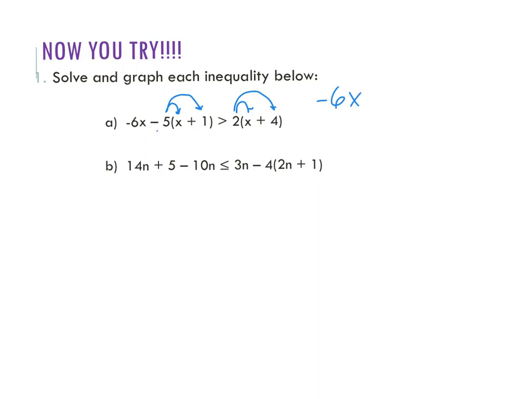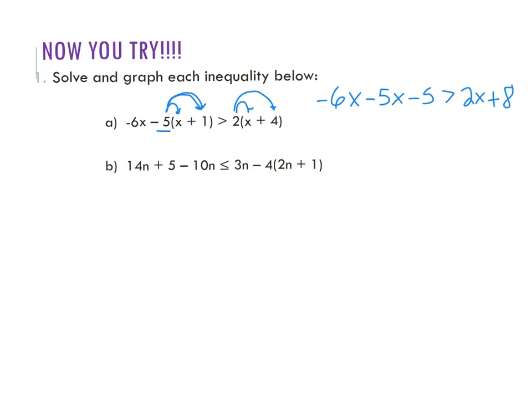But if I distribute the negative 5 to both terms, that's going to be negative 5x, and then negative 5 times 1 would be negative 5 itself. Greater than, if I distribute the 2 through, it ends up being 2x plus, well, 4 times 2 would be 8.